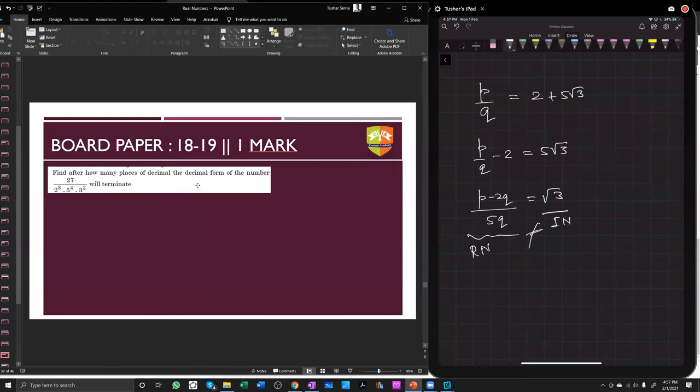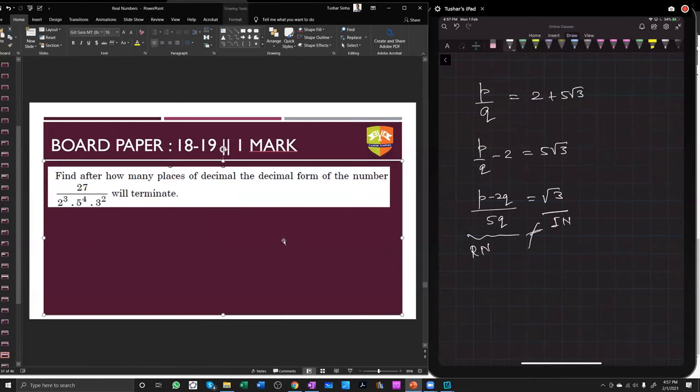Let's go to the next one. Find after how many places of decimal the decimal form of the number will terminate. What is the answer? Everyone, please. Aditi says 4. Who says 4? What is the answer? How are you saying four?